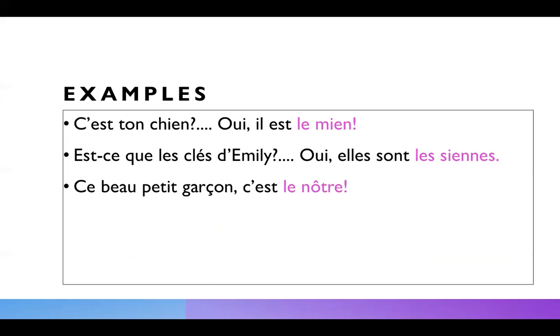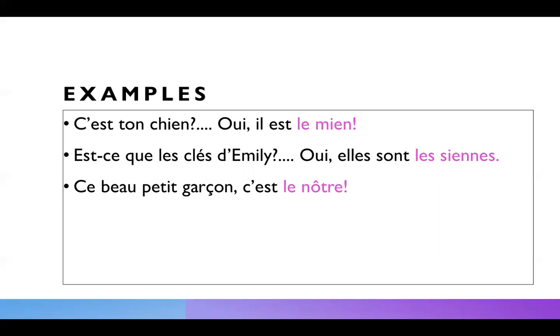So for some examples, usually you can notice these based on if a question is asked. That's typically when they come in. So, c'est ton chien? Oui, il est le mien. Because le mien, the reason why we're using masculine singular is because that's referring to the dog. And ton chien, le chien, is, as we know, masculine and singular.